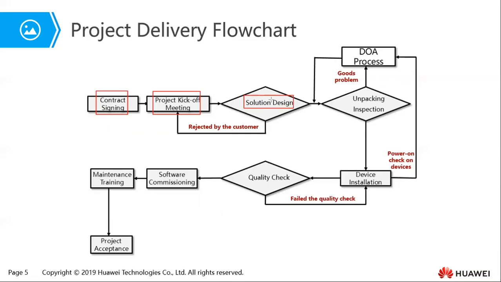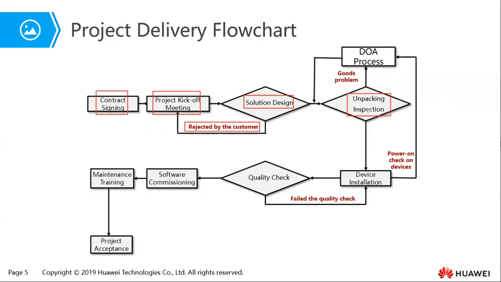If we are not able to design what the customer wants, then we can go back and meet so that we can understand what they really want. So in case the customers reject what we've designed, we can go back and have meetings so that we can understand their requirement better. Now, after doing the solution design, we might need to do unpacking inspection.